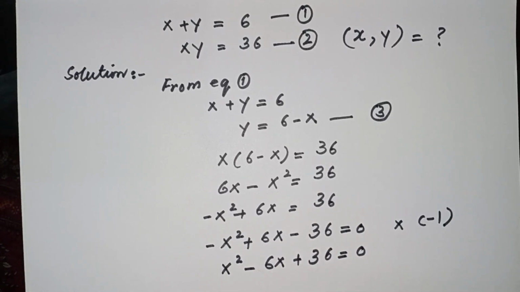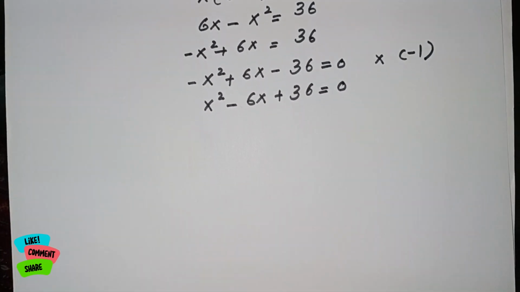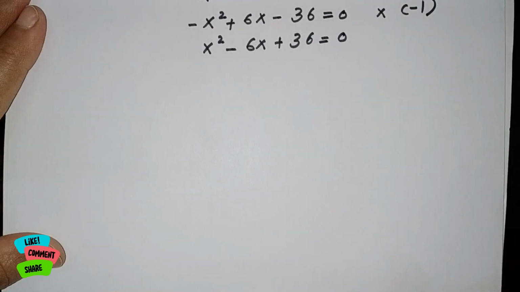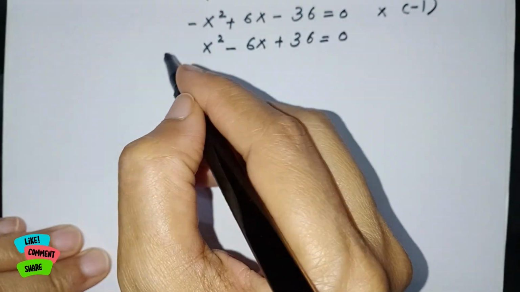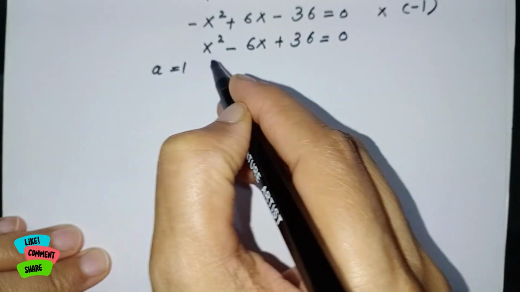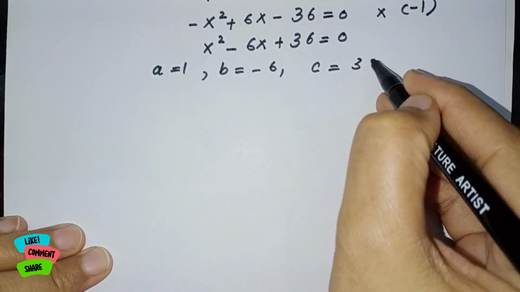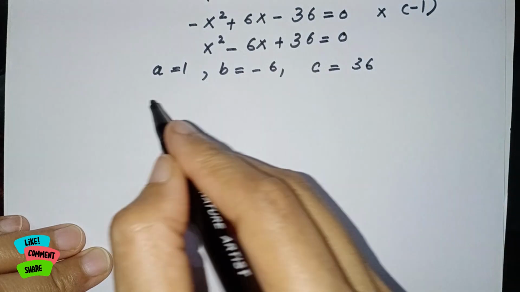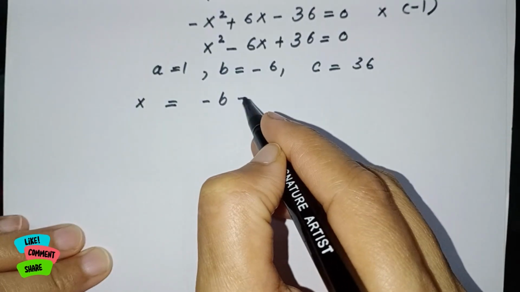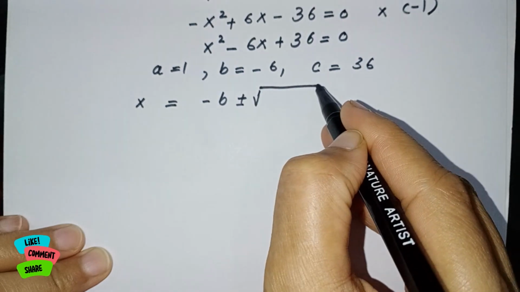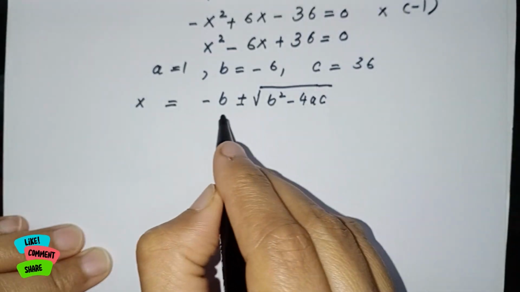So it is a quadratic equation. So here we will use the quadratic formula. Here a is equal to 1, b is equal to minus 6 and c is equal to 36. So our quadratic formula is x is equal to minus b plus or minus square root of b square minus 4ac over 2a.